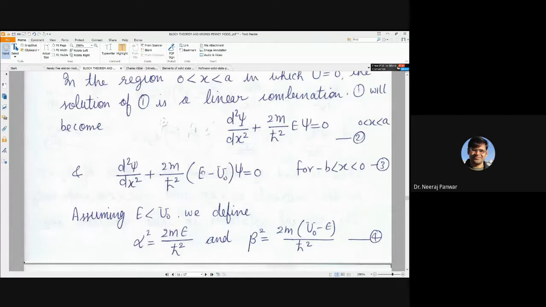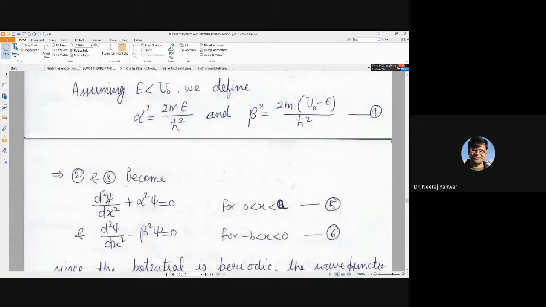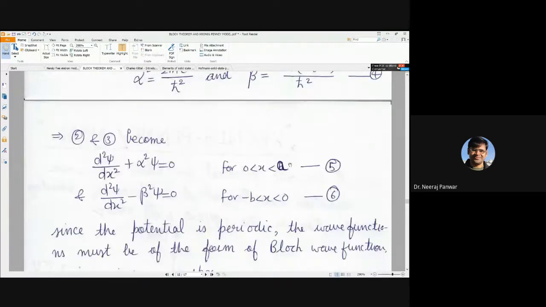Recall here we have E minus U naught, but here we have defined beta squared as 2m (U naught minus E) upon h cross squared, therefore we will have a negative term here. The two equations will be d squared psi upon dx squared plus alpha squared psi is equal to 0, and d squared psi upon dx squared minus beta squared psi is equal to 0 between these regions.